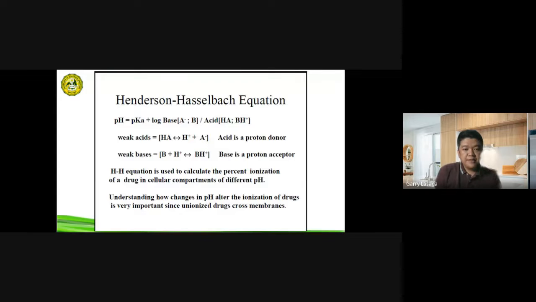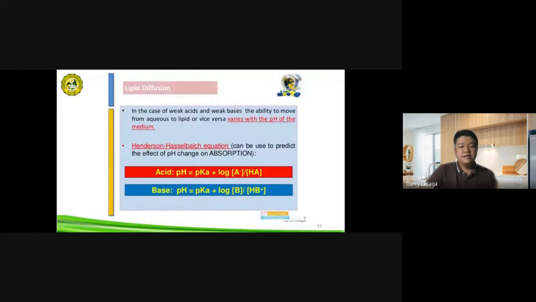And what do we mean by pKa? So when we say pKa, that is the pH wherein the ratio or the concentration of the ionized form and the unionized form of the drug is equal to 1, meaning that there is a 50% ionized form and 50% unionized form of the drug. So that refers to the pKa of the drug.